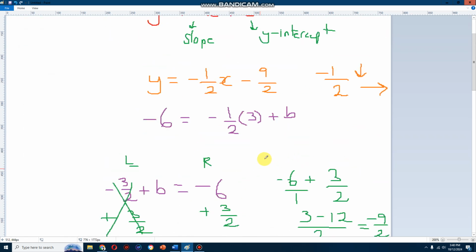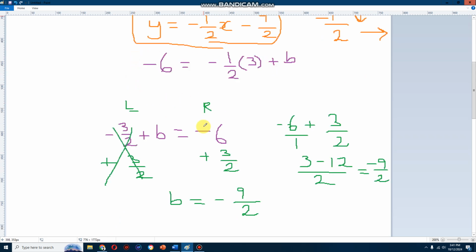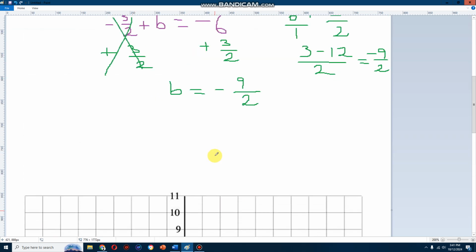If you plug this into your scientific calculator, in your TI-84, you will definitely see that your graph looks like this, okay? And this is basically how you solve it.